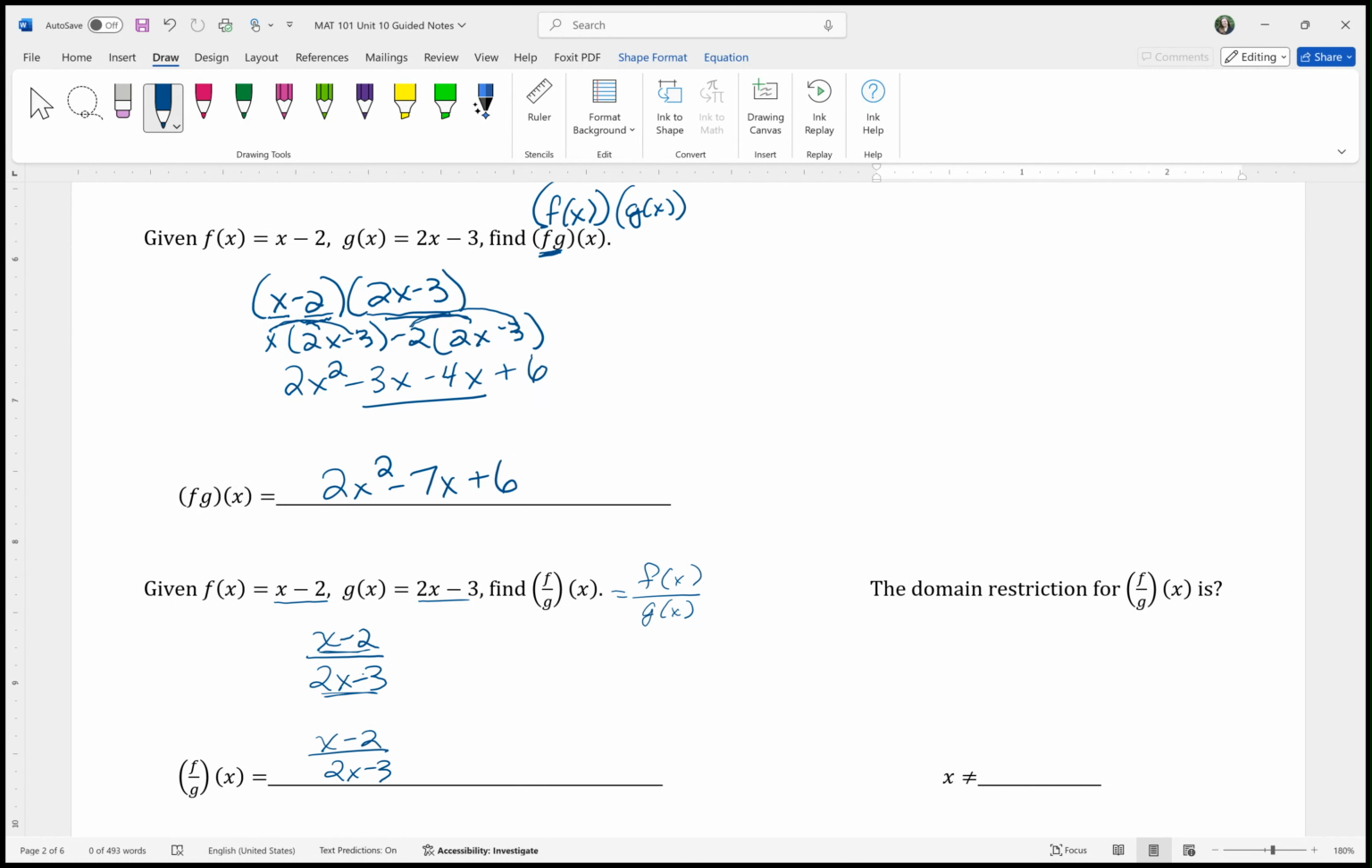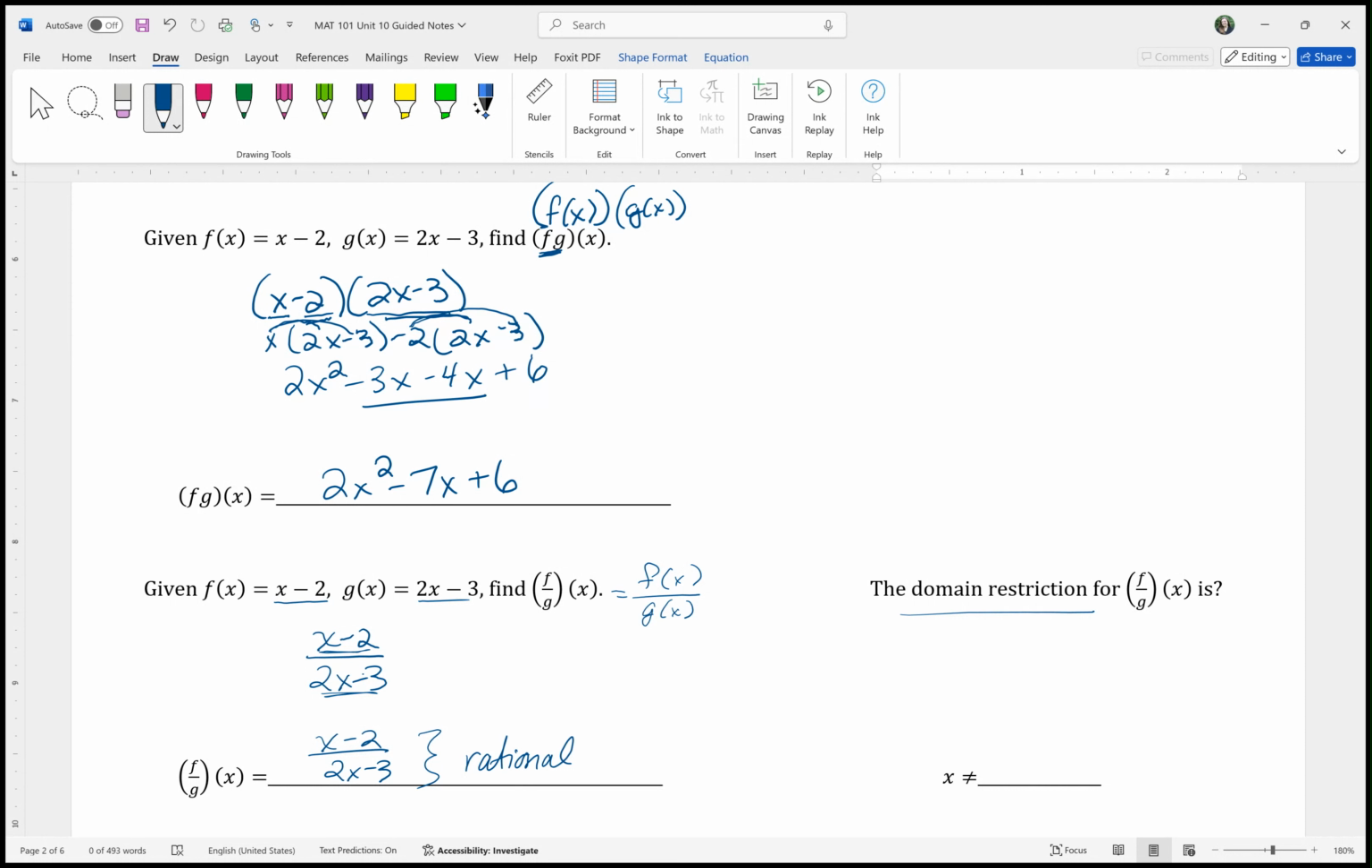However, we have previously looked at the domain of a rational function. And so this ends up being rational, as in it's a fraction. It has a denominator. And so because of that, when we do this function operation of division, we end up having a denominator, and that means our domain is going to be restricted for this division function. So for f divided by g of x. Now, how do we find the domain restriction?